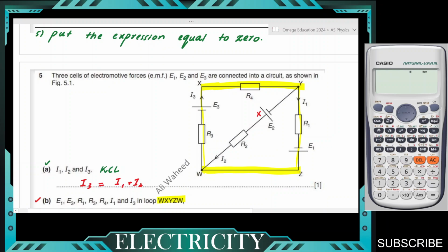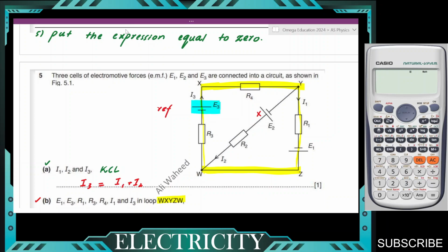So I hope you won't be inclined towards E2 because that's not even part of the loop. So we have to choose a battery as a reference battery between E1 or E3. So let's say I'll go with E3. Okay, for no specific reason, I'll say just it is closer to the pointer. So I'll choose this one as reference. And I can just highlight it. So you can see I've chosen this battery as the reference. That's it. That's the end of the first step.